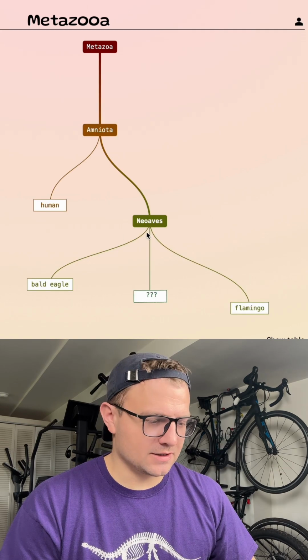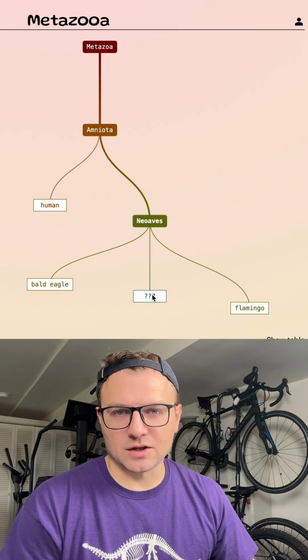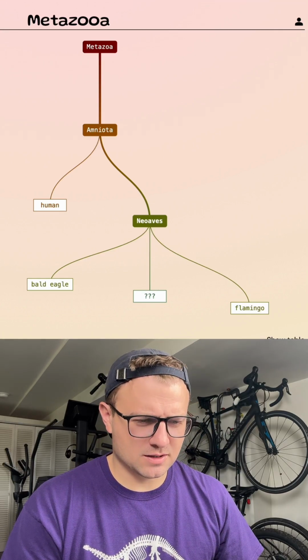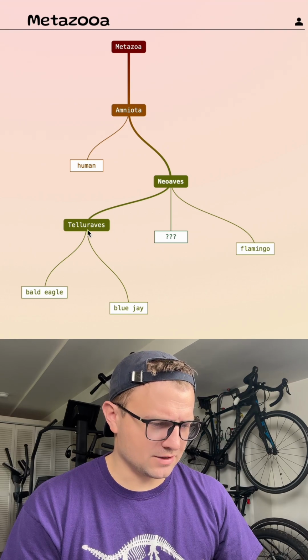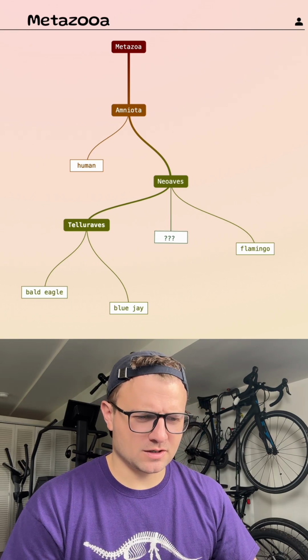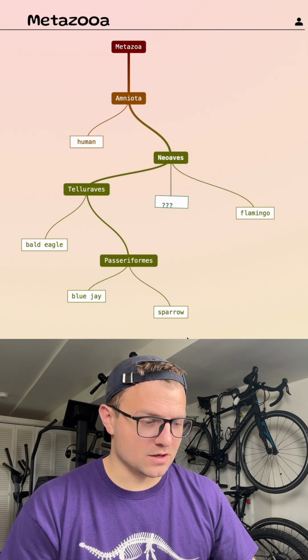So we're still in this neoavies group. We didn't get any closer, but we're at least in the right group. Let's go with just a regular blue jay, maybe. All right, so it's outside of this group. Let's just do a regular like sparrow. A sparrow on here. Oh, sparrow was not a good guess.